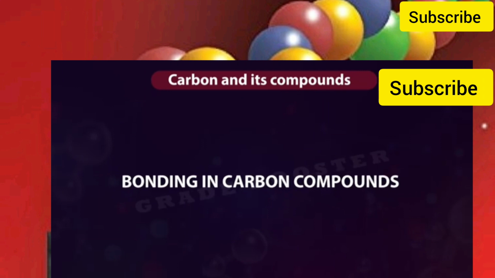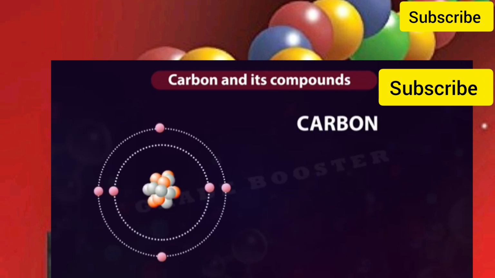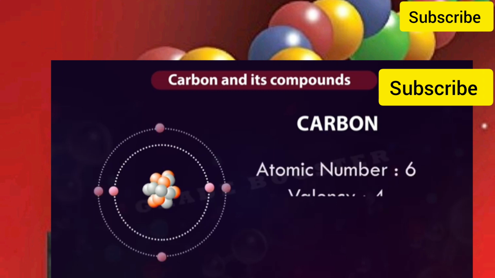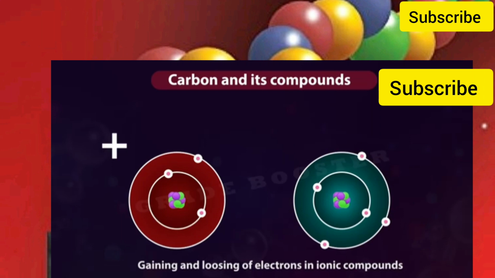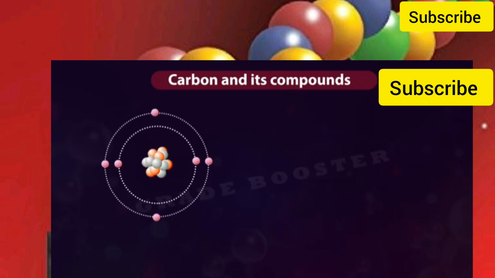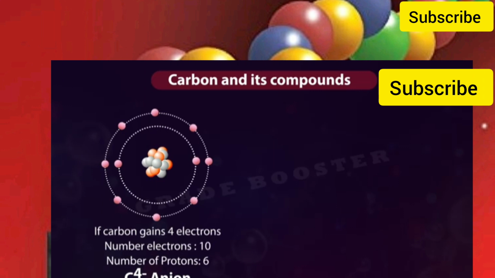Bonding in carbon compounds. The atomic number of carbon is 6. The outermost shell has 4 electrons, so its valency is 4. Generally, ionic compounds attain the noble gas configuration by either losing or gaining electrons. But carbon cannot do that. Let us see why. If carbon gains 4 electrons, it would be difficult for the nucleus with 6 protons to hold on to 10 electrons.